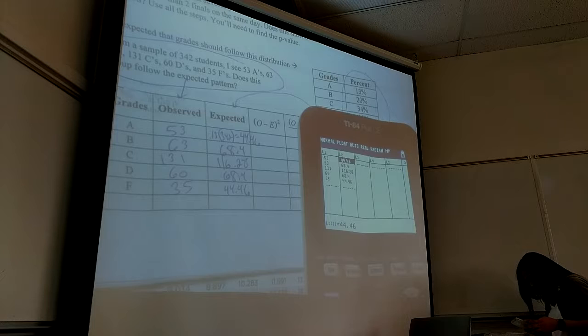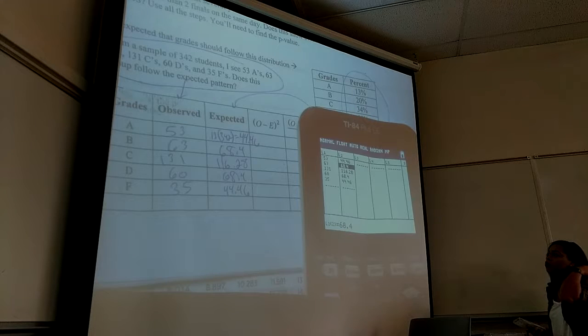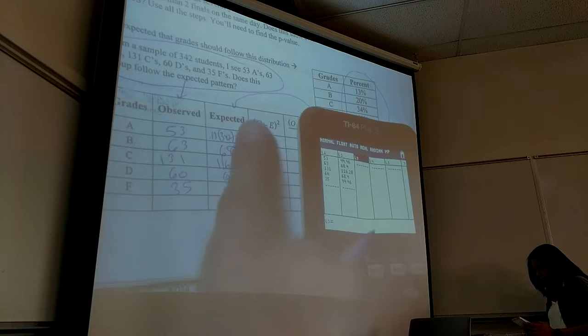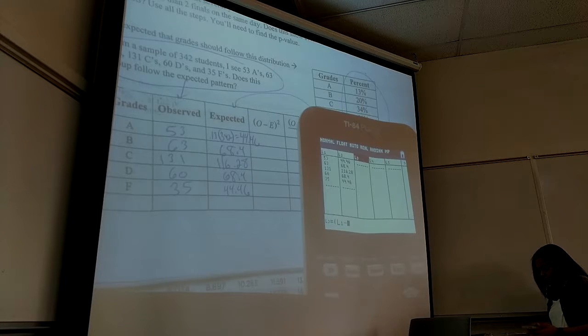So now if you wanted to use a calculator for this, you can actually type in, like in L2, 1.13 times 342, bam! So you don't have to do it separately. What do I want L3 to be? Minus 1 minus 2. So O minus... Yeah, so where's O? L1 minus L2, L2 squared, square. Store L3. Bam. Divided by L2.